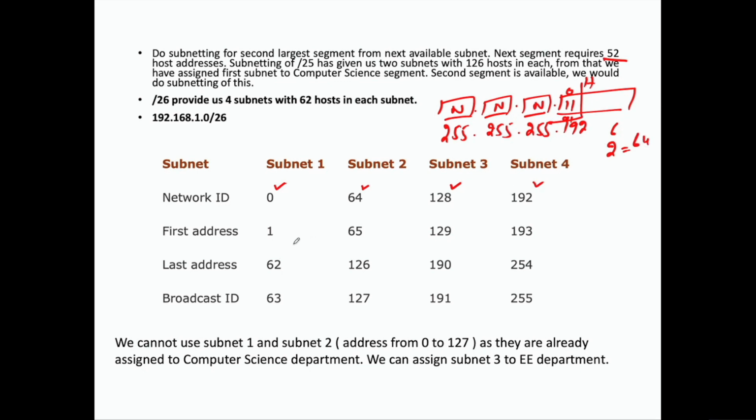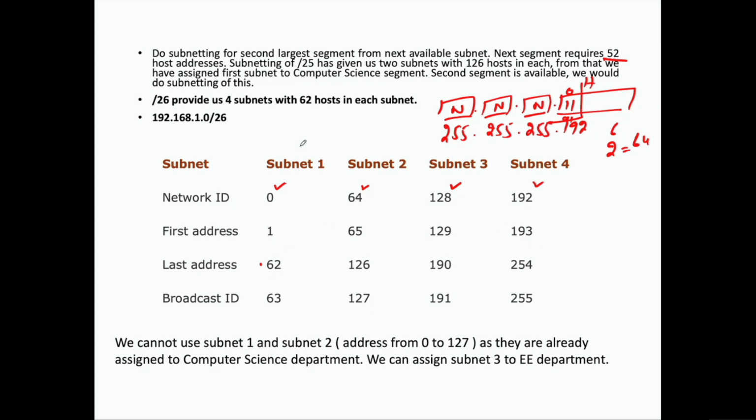So here the first address is 192.168.1.1, and then it goes up to 192.168.1.62, and 63 is the broadcast address. Same is the case with subnet 2. Subnet 2 starts with 64 and 65 is the first node address and goes up to 126, and then we have the broadcast address, and then we have the other subnet ranges.